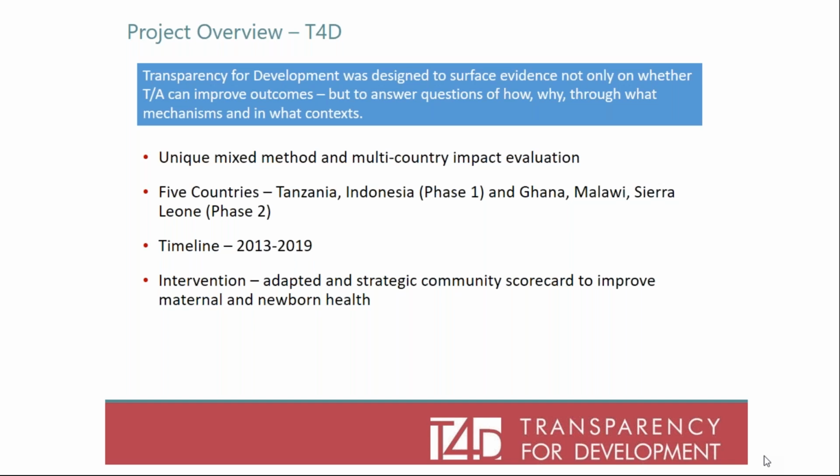So what we decided to do with the Transparency for Development project was implement this pretty unique mixed method and multi-country impact evaluation. We worked in 5 different countries over 2 phases. The RCT component of our work really took place in 2 countries, Tanzania and Indonesia. And so I'll start by focusing on those.